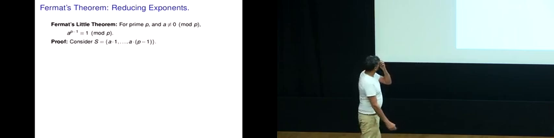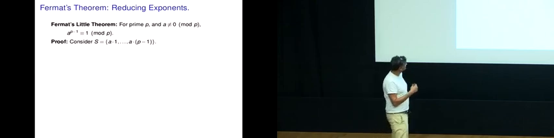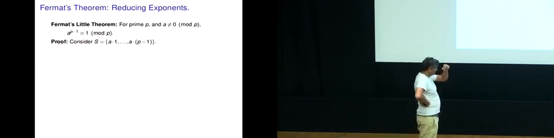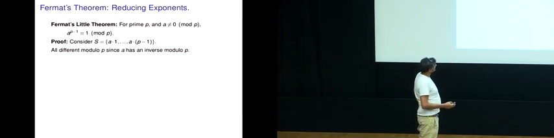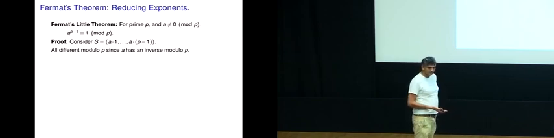Okay? Consider S equals this set. So this is really just the range of the function a times x on the domain 1 through p minus 1. And this is really a bijection, right? All different mod p, since a has an inverse mod p, that means it's a bijection, right? It's 1 to 1. Okay?